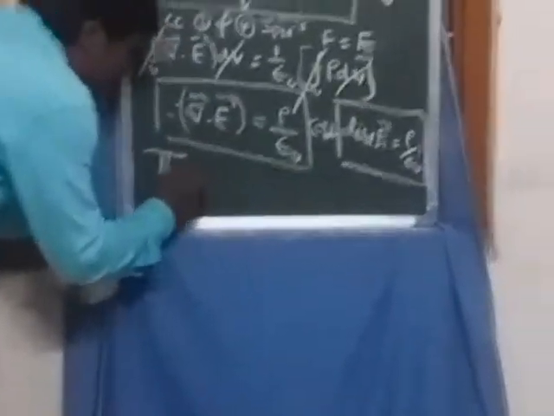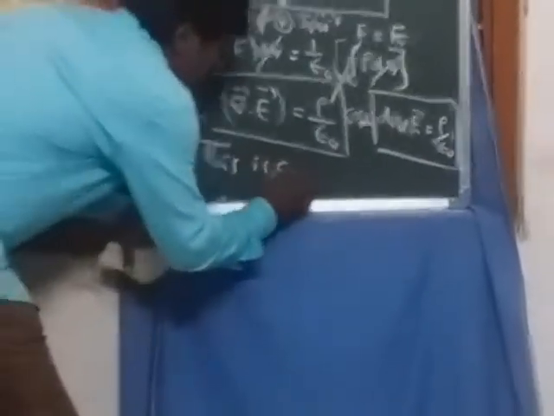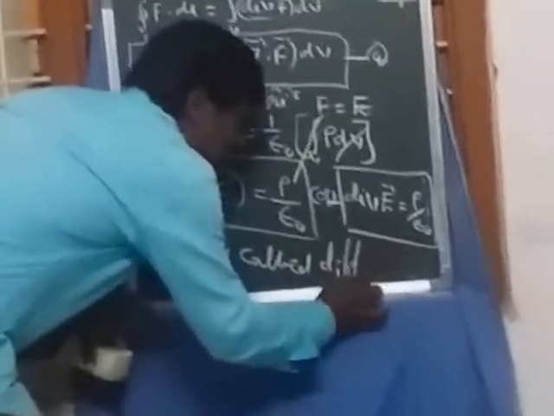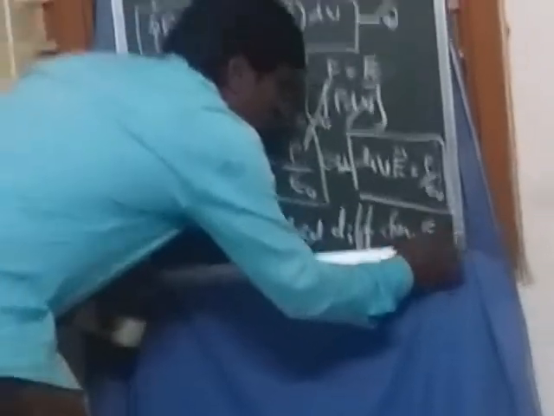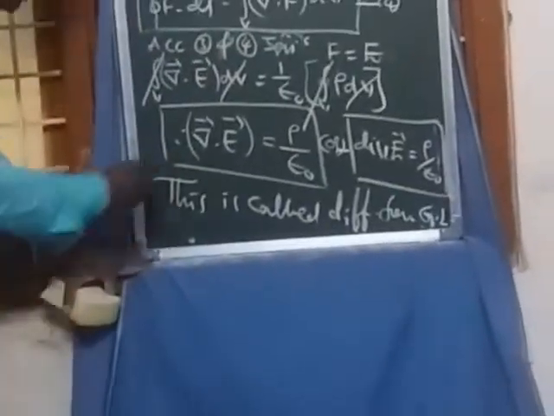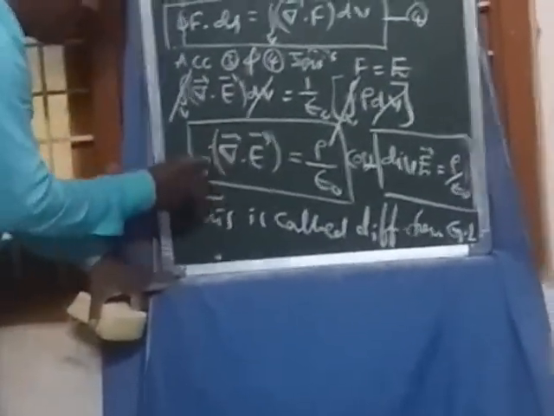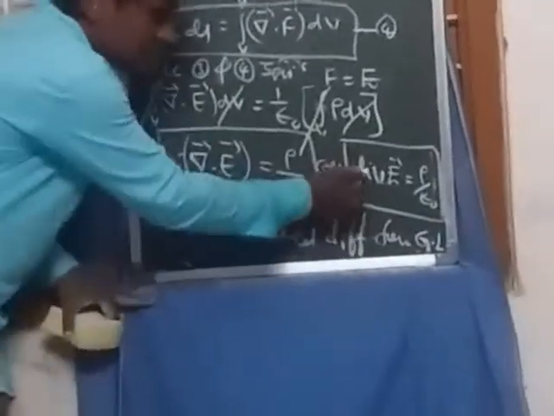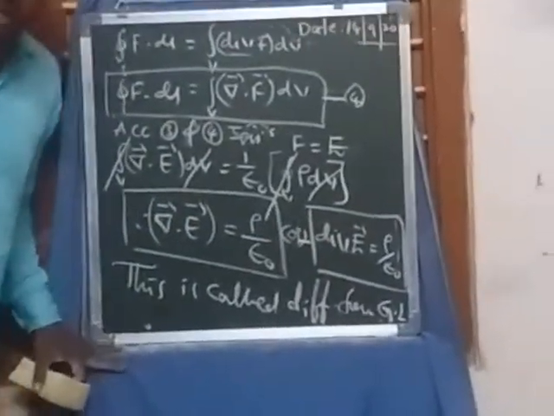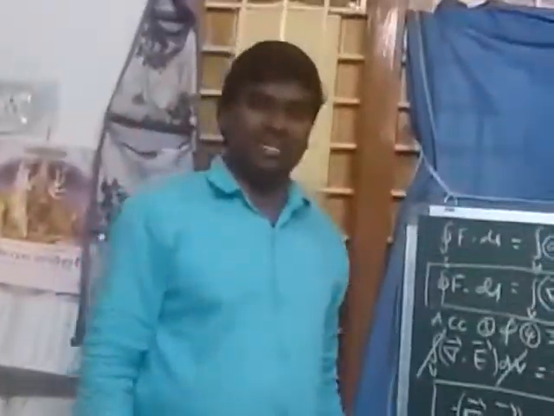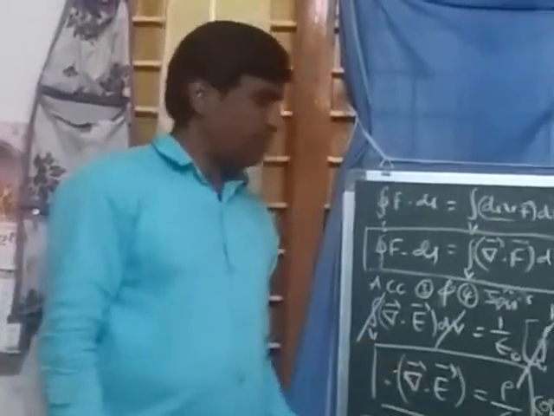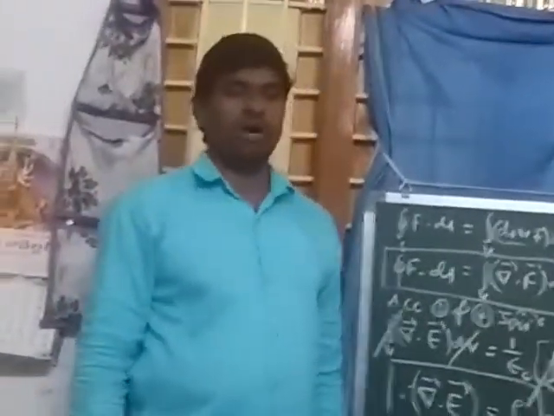This is called the differential form of Gauss law. Understood, students? What is the differential form of Gauss law? Del dot E is equal to rho by epsilon naught, or the divergence of the intensity of electric field E equal to rho by epsilon naught is called the differential form of Gauss law. So this is the complete representation of the differential form of Gauss law.